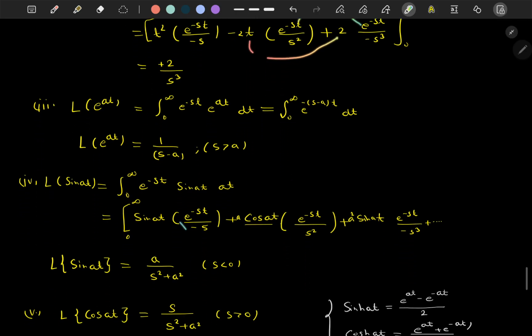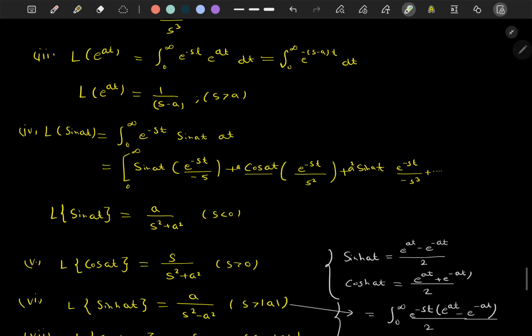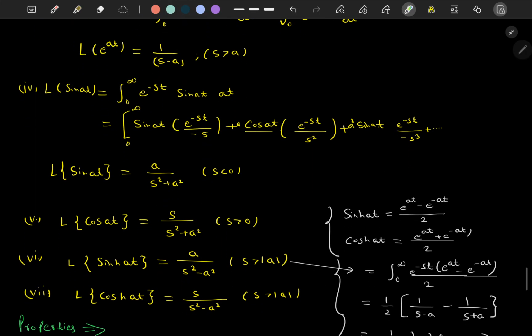Third, exponential function e raised to power at, then what will be there? E raised to the power minus (s minus a) t, dt. So here after solving this integration we have 1 by s minus a, है ना. ध्यान रखना है, अगर यहाँ पे कोई पॉजिटिव में है तो अपना s माइनस a आता है ना. E raised to power positive, so 1 by s minus a is our answer.